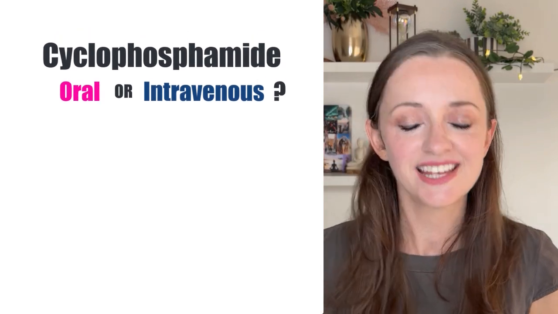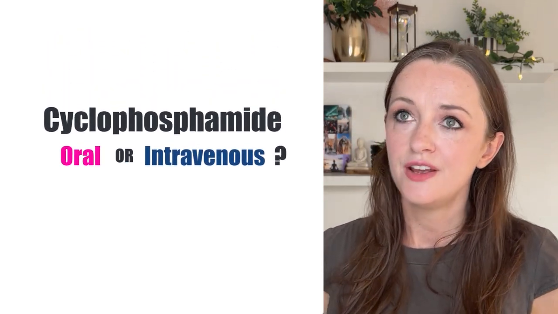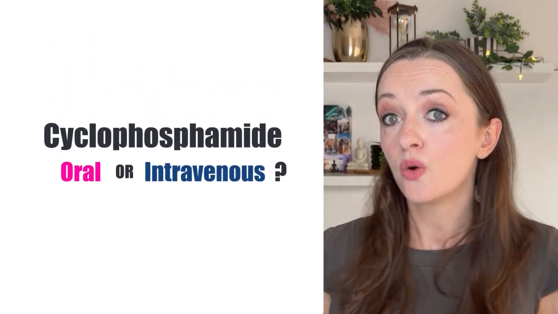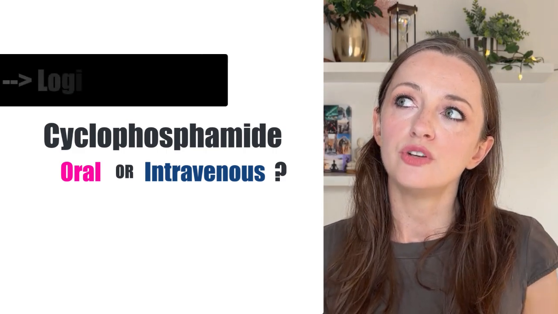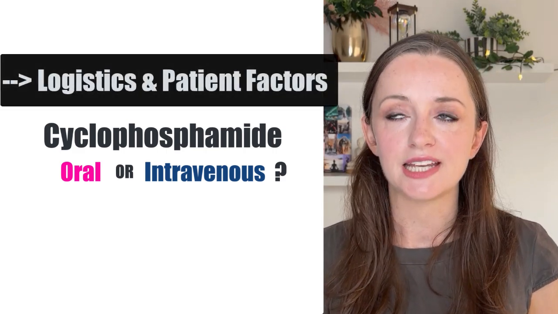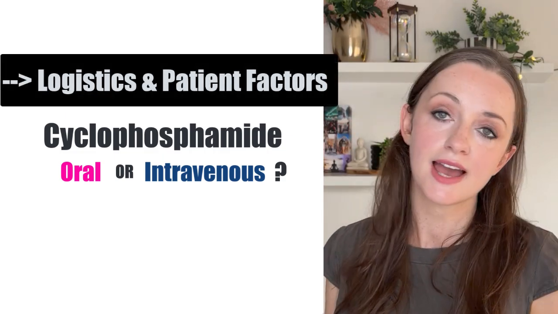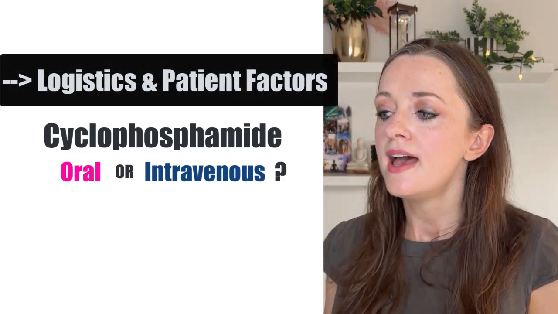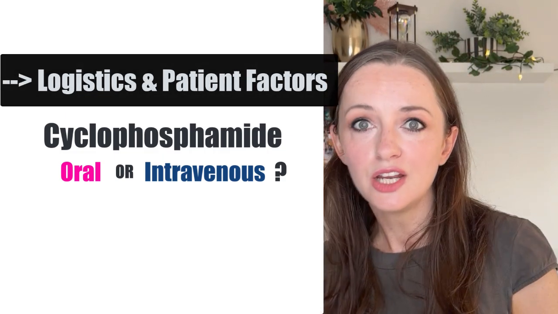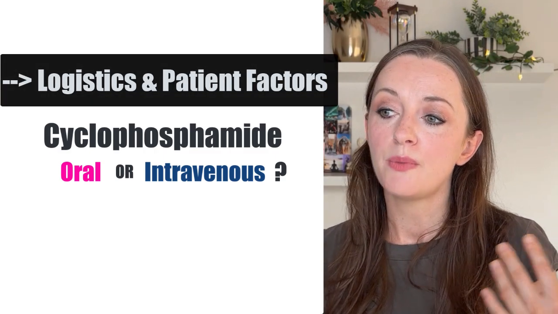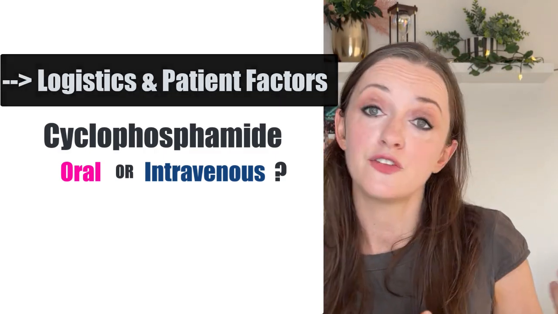So what that means is that when it comes to the decision to use IV cyclophosphamide or oral cyclophosphamide, we're really just thinking about logistics, in terms of at the hospital you work at, is there easy access to an infusion centre? Is the patient adherent? Are you worried about that? What about their cumulative cyclophosphamide exposure?